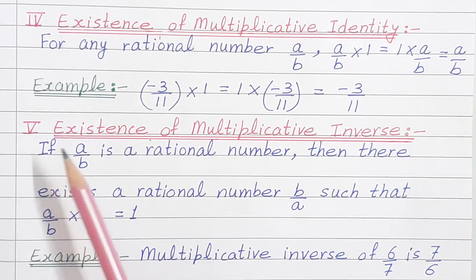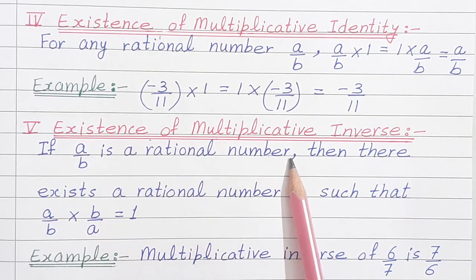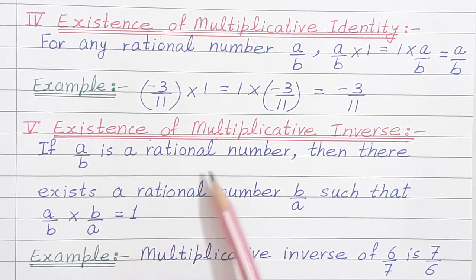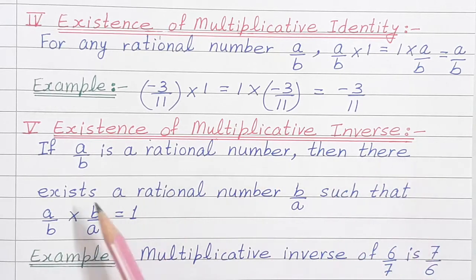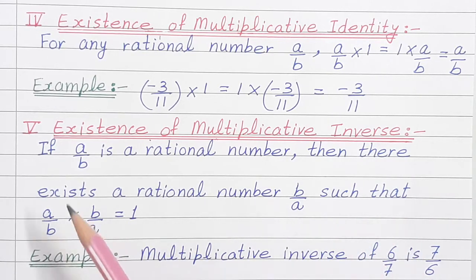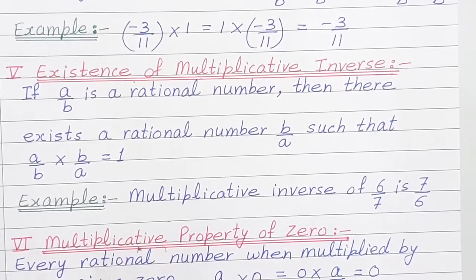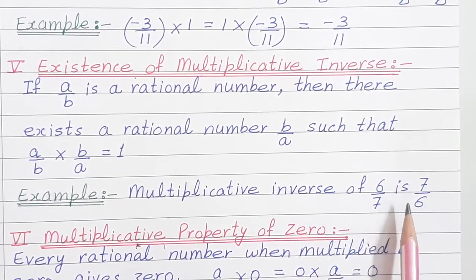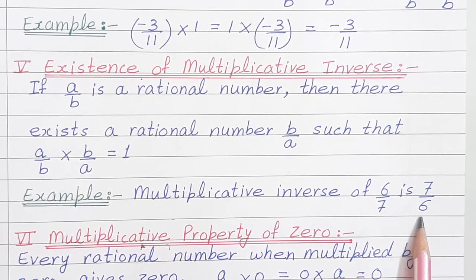Now the next is existence of multiplicative inverse. If a upon b is a rational number, then there exists a rational number b upon a such that a upon b multiplied by b upon a is equal to 1. For example, the multiplicative inverse of 6 upon 7 is 7 upon 6. So we just take the reciprocal of the given number. Clear?